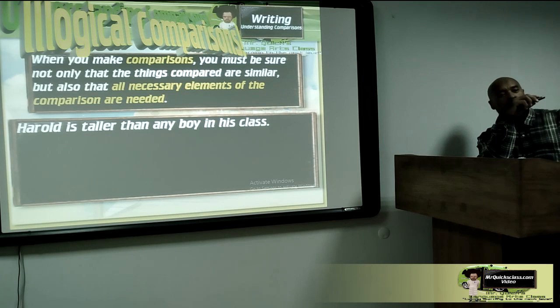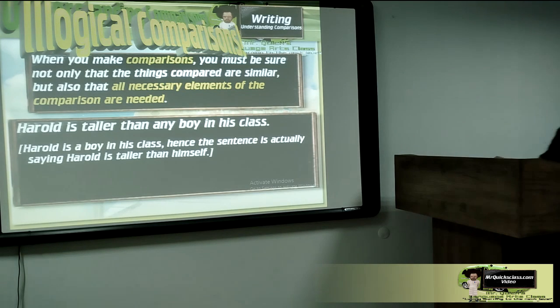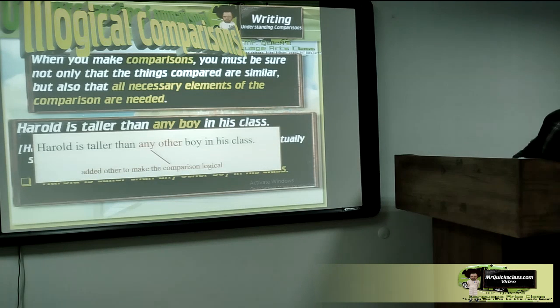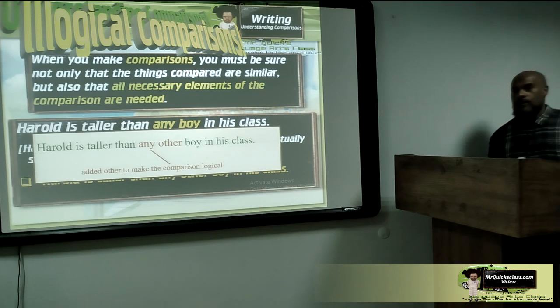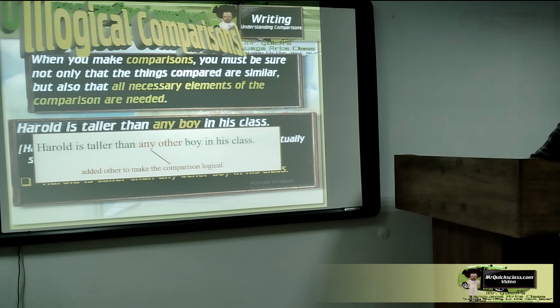Oh, you say any other boy. Who agrees? Me. Oh, okay. I guess I have to agree because he can't be taller than himself. So we have to say any other boy. Is there another way we can do it? There's no other way. It's a bonus. You can say that. There's no other way?